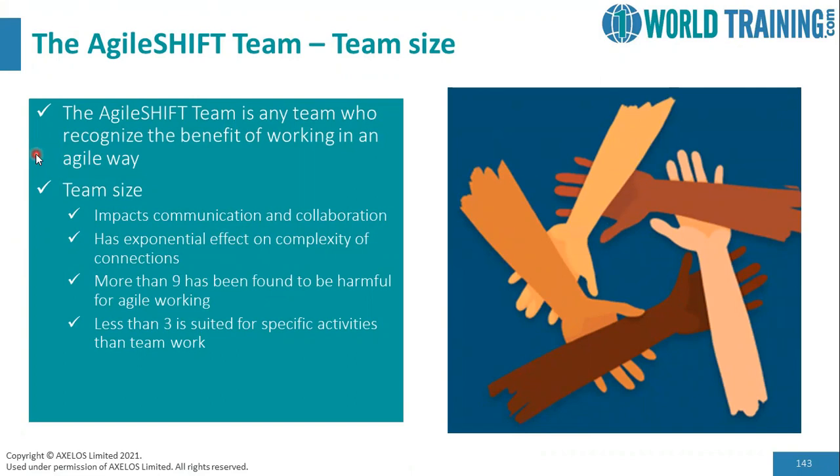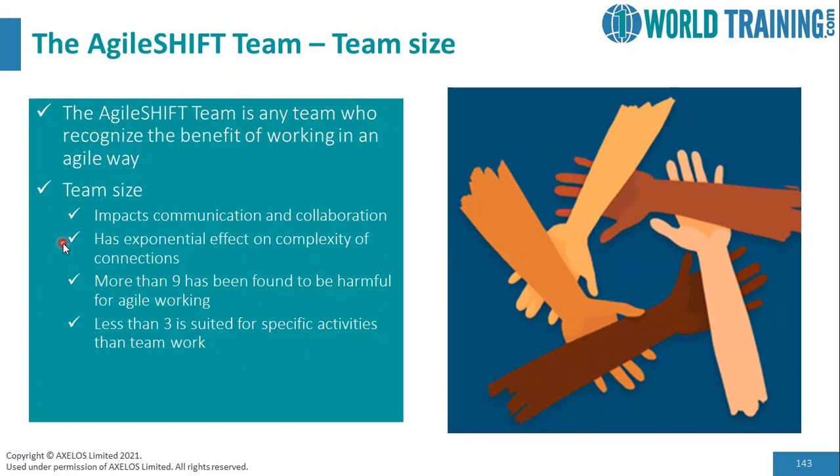It could be a group of people working in an agile way and who are also aware of the benefits of working in such an agile way. So what should be the team size of such a team? Because organizations have large number of employees generally, again, depending on the size of the business, small, medium, or large. This team size of a single AgileSHIFT team impacts the communication and collaboration between the team members.